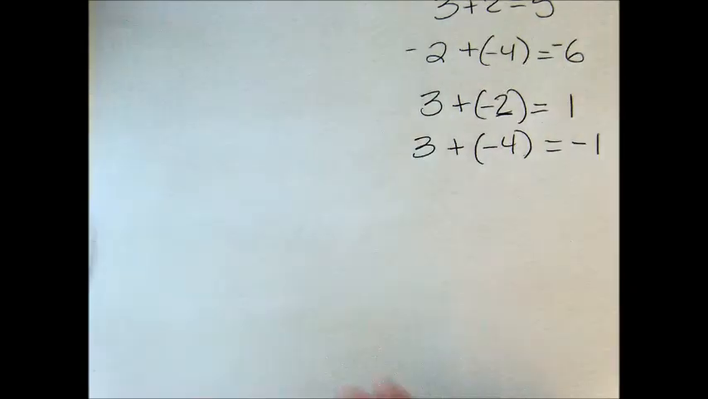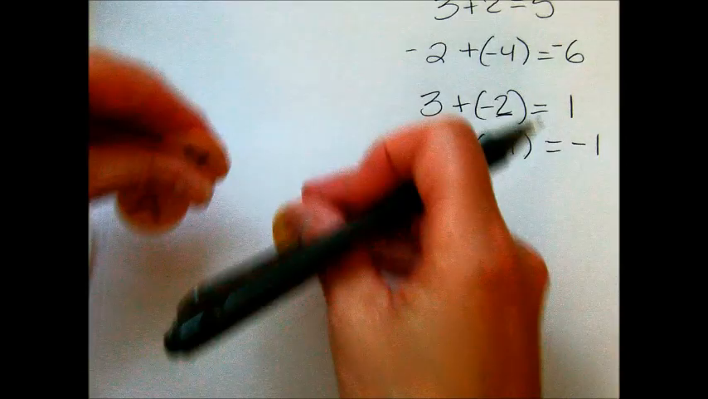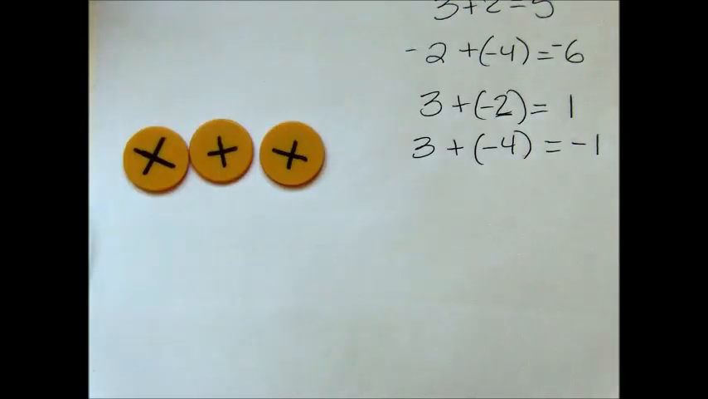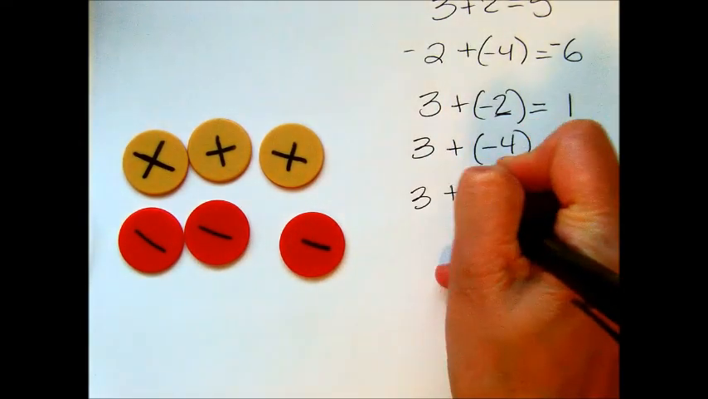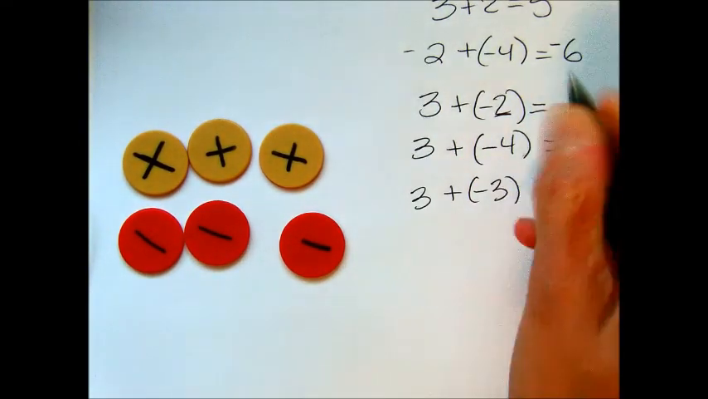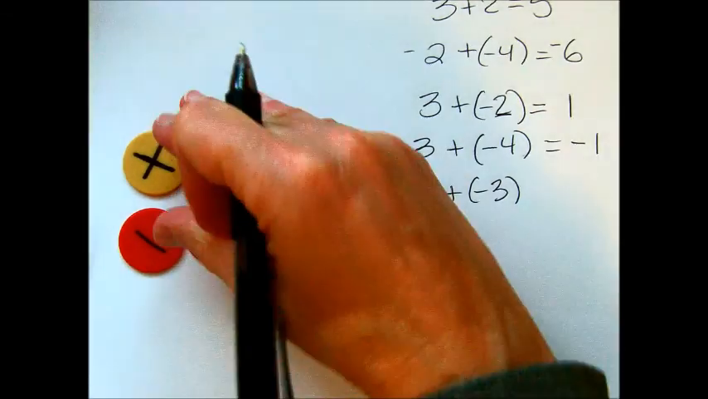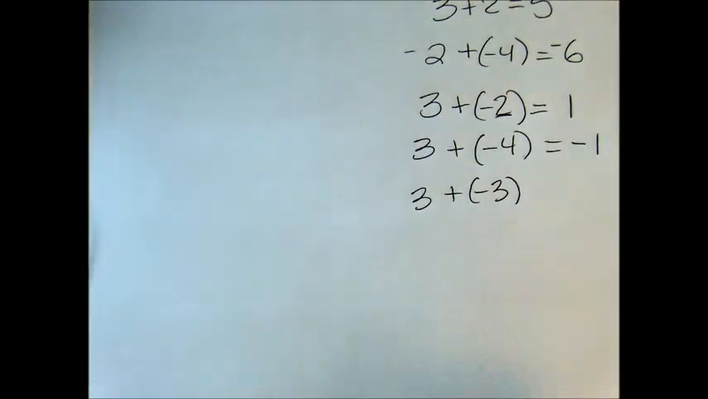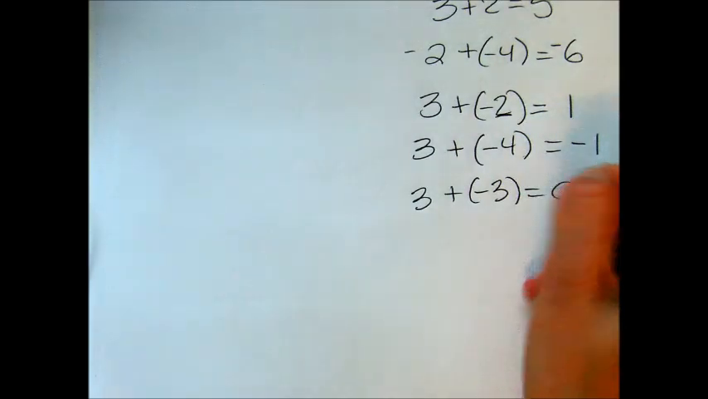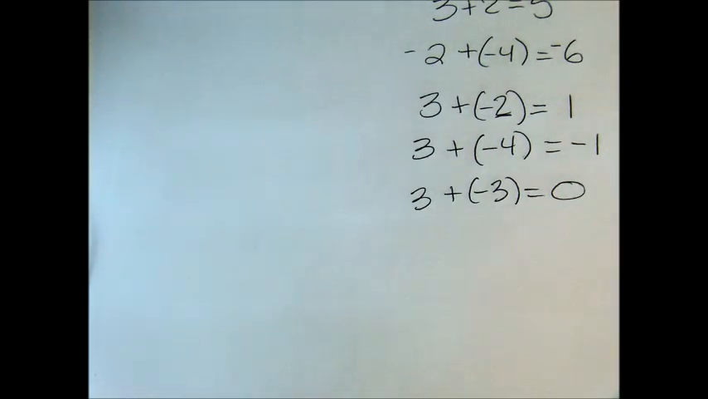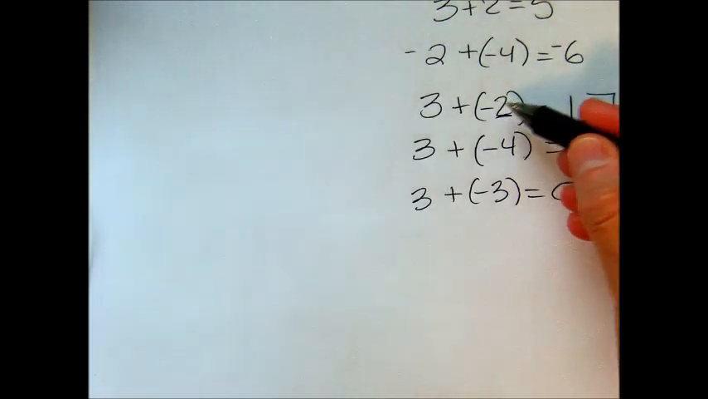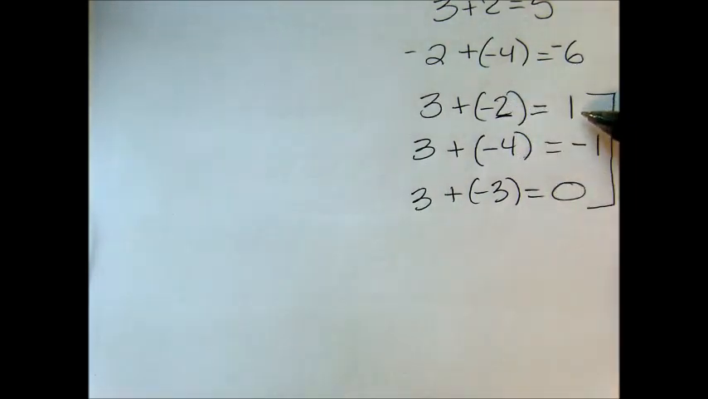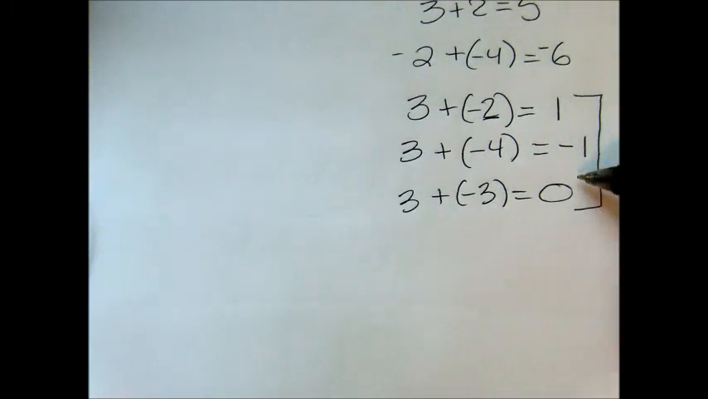And the last setup is when we have the same amount of positives with the same amount of negatives. So positive 3 plus negative 3, those are going to cancel out, and we're left with nothing. Okay, so here we've got the 3 problems. When you have a positive plus a negative, your answer is going to either be a positive answer, a negative answer, or 0.